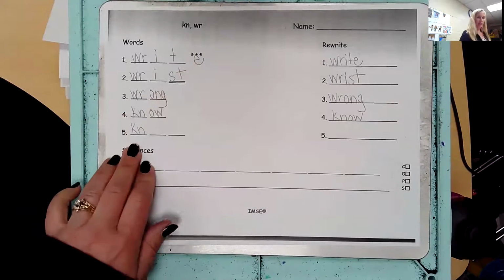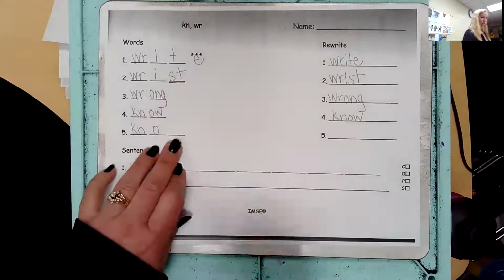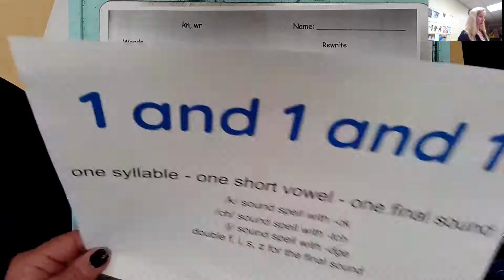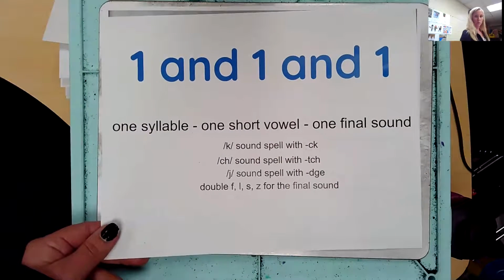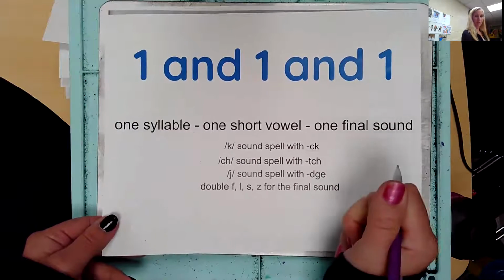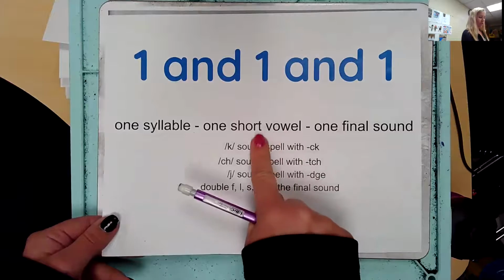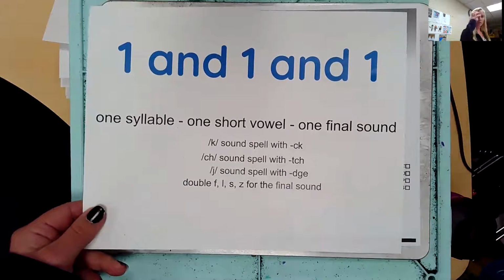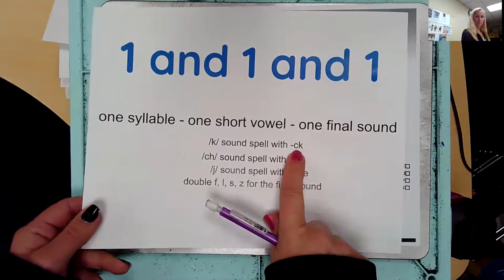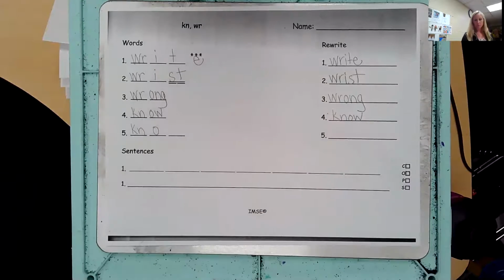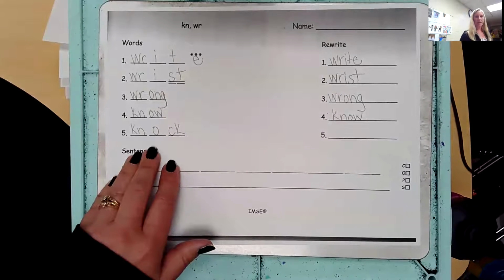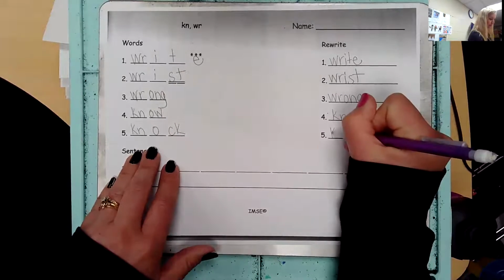And there's my K-N. A-K. Now, how do I know? Is it a C? Is it a K? Is it a CK? Well, this is the 1 and 1 and 1 rule. We have one syllable, 1 pound, knock. One short vowel, which was ah, and one final sound, which was k. We have to use the CK. That's our spelling rule. So there's our word, knock. Slide it over.